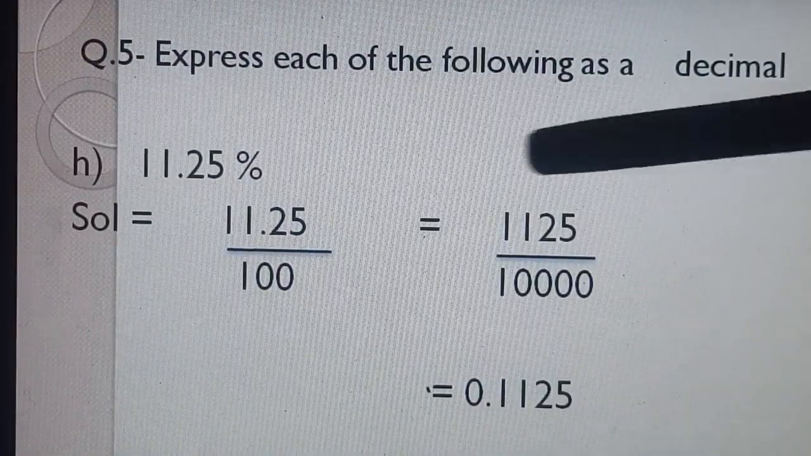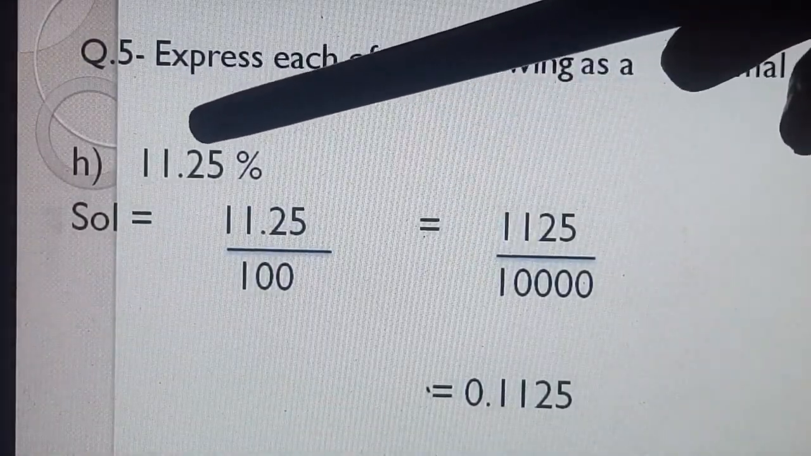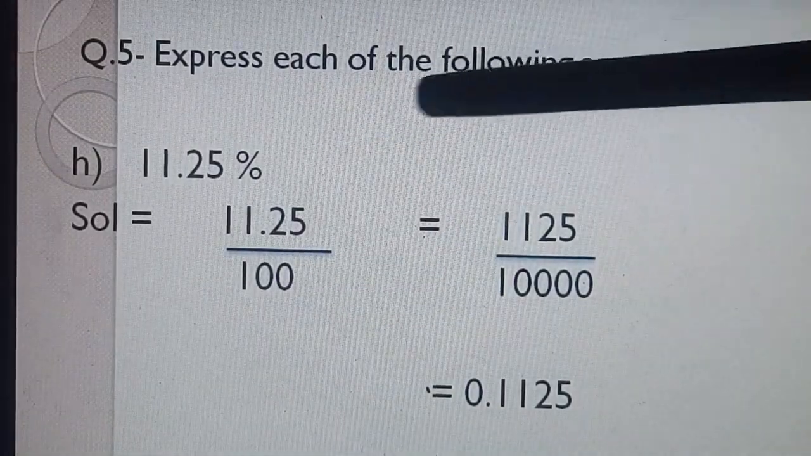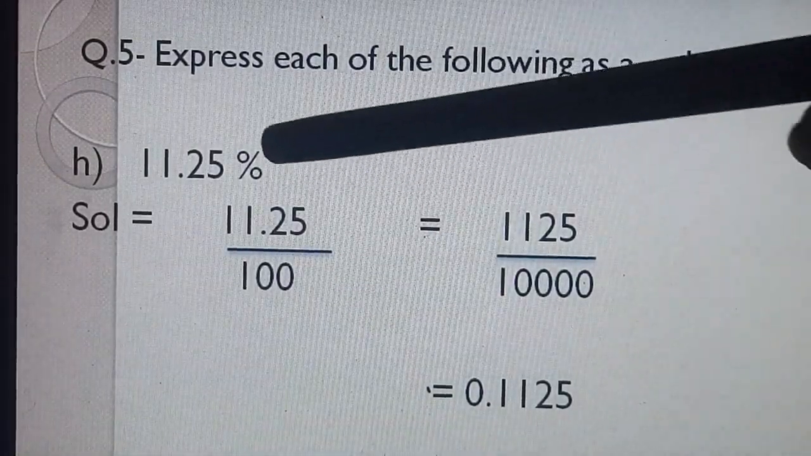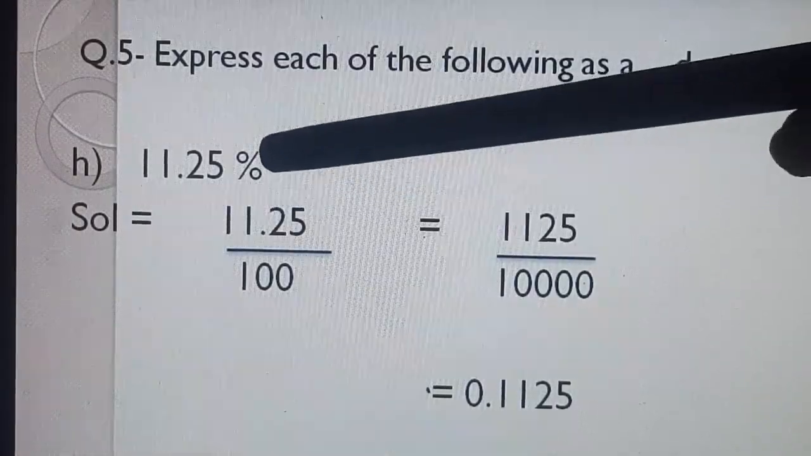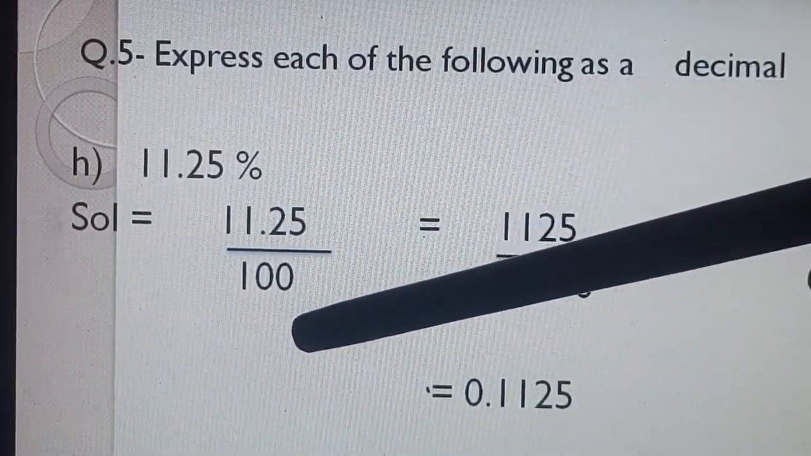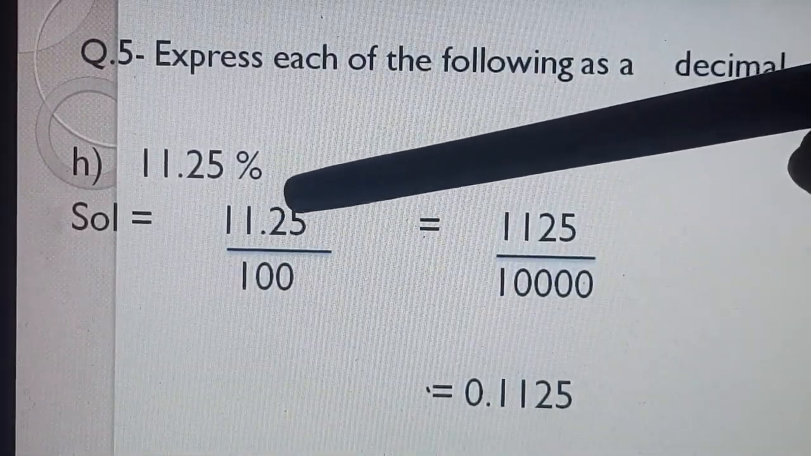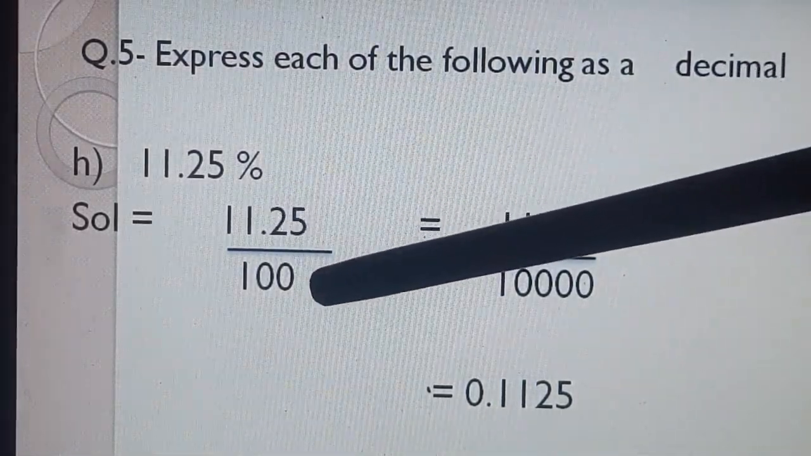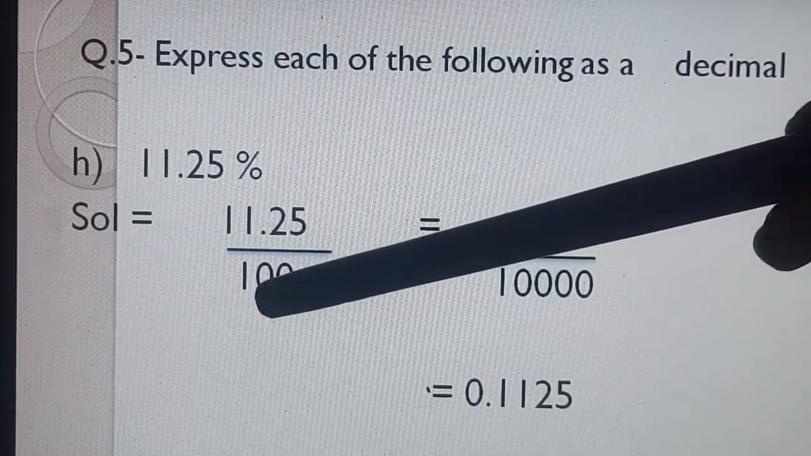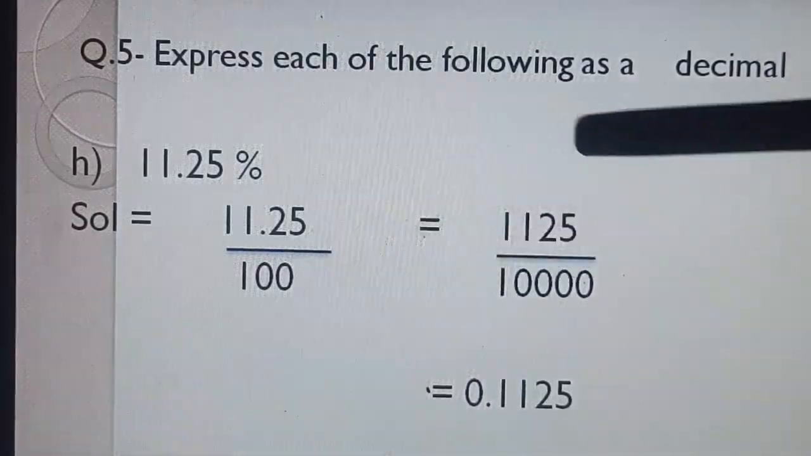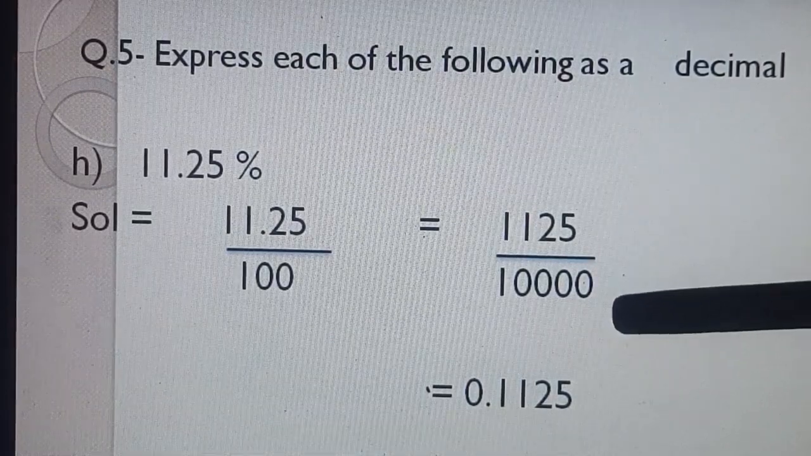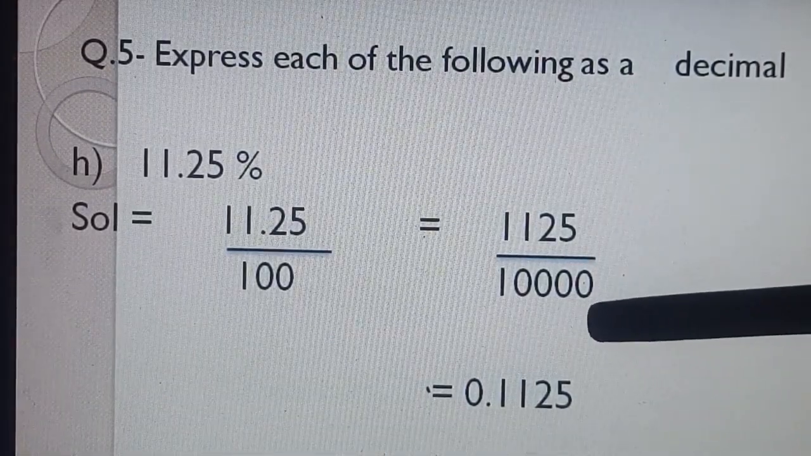Next is our H part. 11.25%. Write as decimal. 11.25 upon 100. Right? Now remove this decimal also. After decimal 2 digits are there. So denominator will contain 2 more zeros. Means 100 multiplied by 100. That is 1125 upon 10,000. Understood beta?